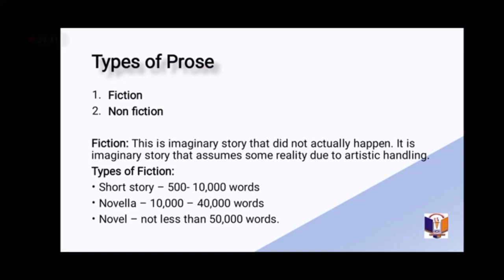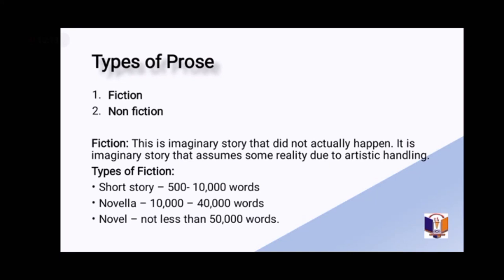Fiction, of course, is an imaginary story that did not actually happen. It never happened. It is an imaginary story that assumes some reality due to artistic handling. Of course, the word fiction is derived from the Latin word factio, meaning I make. I make means what? I made it myself. Imaginary is from your brain. You imagined it and somehow you started writing it.